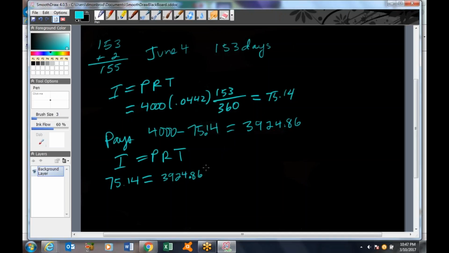So this new rate is calculated this way, and we use the same 153 over 360. But what's different is the R. We need to solve this for R. So if you multiply 360 over 153 times the 75.14, and then divide it by 3,924.86. That should be R. Okay, so do that.